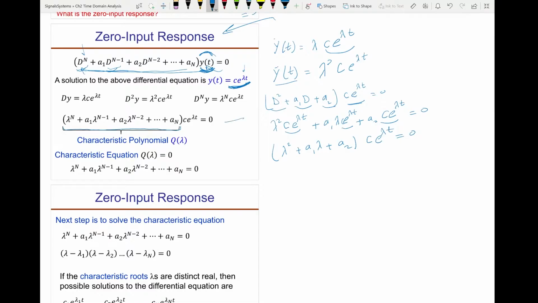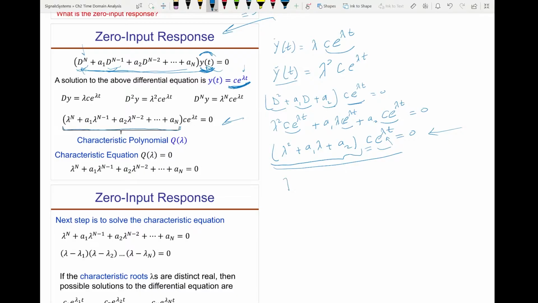This equation is a general equation for n order. This is just for a second order system. Now the question is, how do we solve this equation? You can say this is true if c is 0, but that is a trivial solution. And no matter what lambda is, the exponential cannot go to 0. So the general solution is when these equal 0.